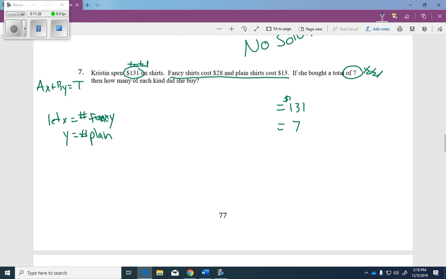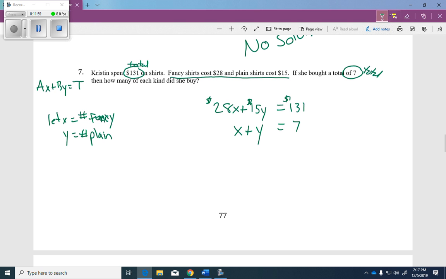And to get the total of 131, I have to use these numbers. The 28 goes with fancy, so the 28 goes with x. And 15 goes with plain, so 15 goes with y. Remember, this is money, and this is money, and it adds up to be money. But this 7 is a number of items, so I just use the let statements, just the x and the y with not a number next to it. They have coefficients of 1 each, but it's not like a number that I see in the words.